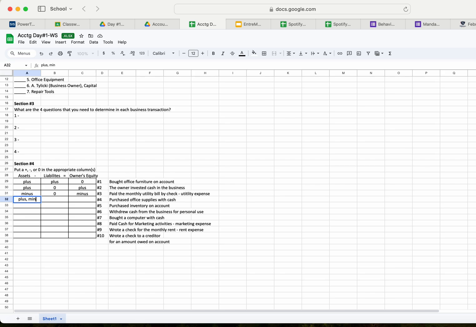Boom. Plus, minus, 0, 0. Boom. That's it. We traded one asset for another. We used our asset cash to purchase another asset. That's all we did, was just trade assets.